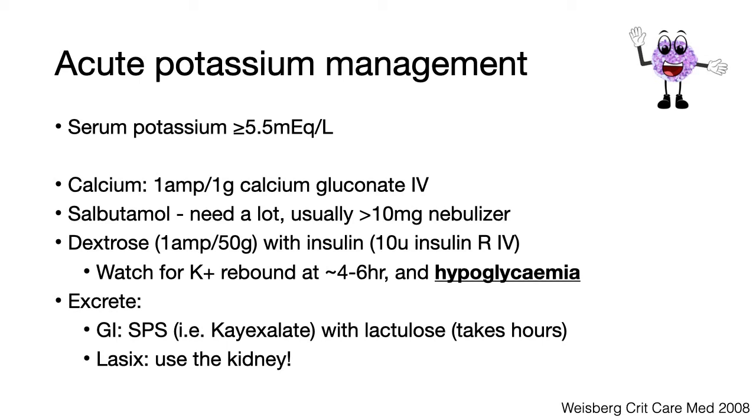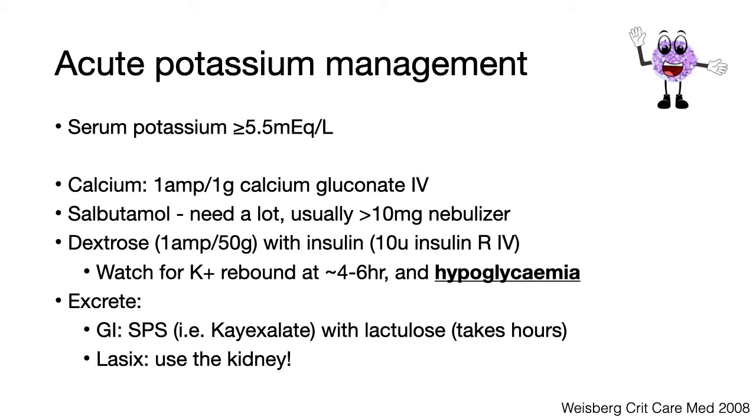What's more commonly used is the old dextrose and insulin combination. This usually involves giving an amp, or 50 grams of dextrose IV, followed by chasing it with 10 units of insulin R IV. Some complications that can occur with this are hypoglycemia, particularly in patients who are non-diabetic, and also not monitoring for a rebound potassium afterwards.